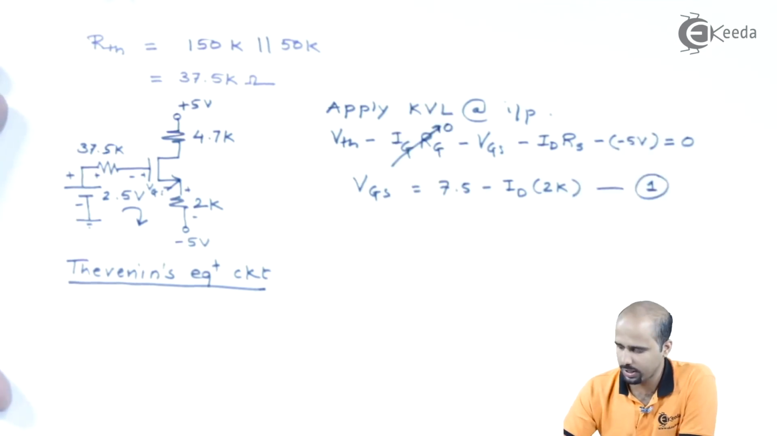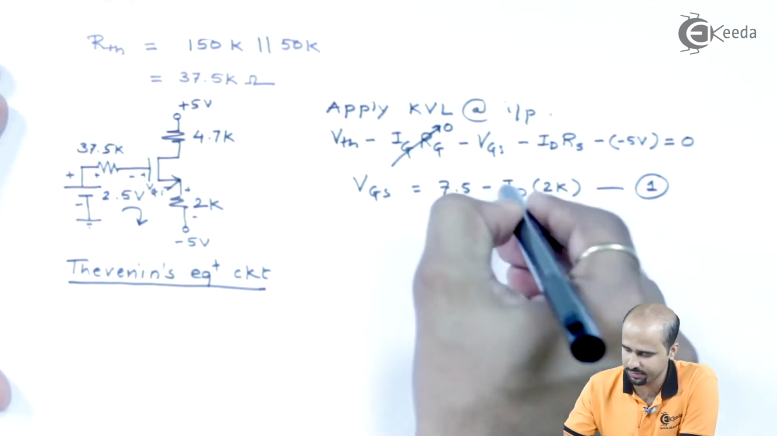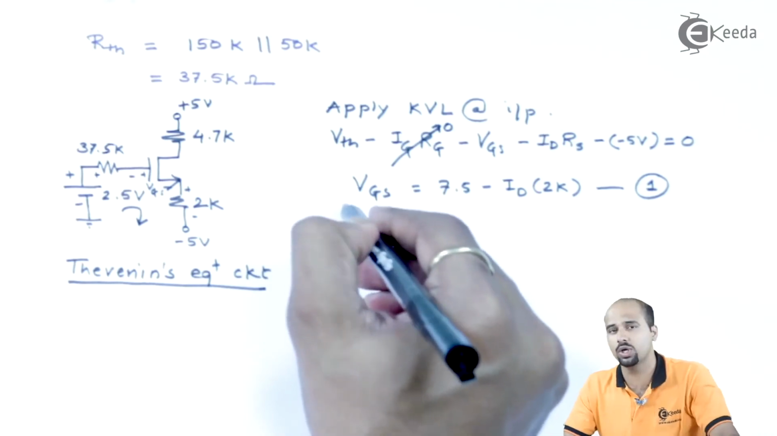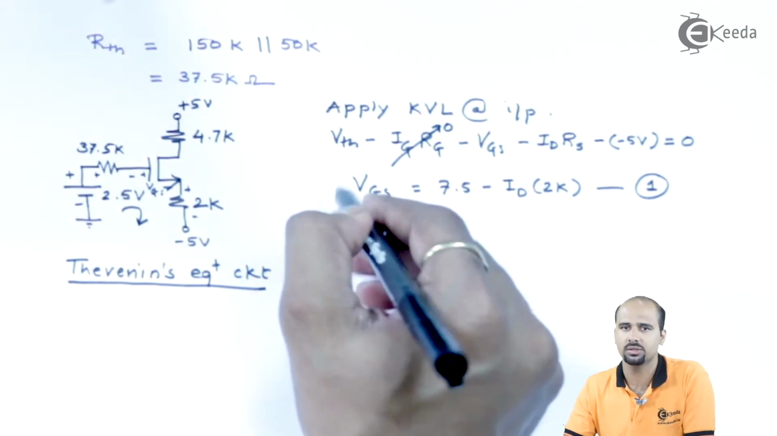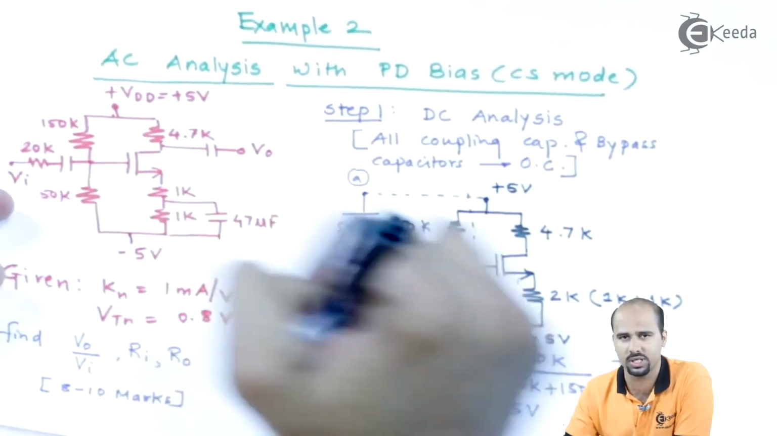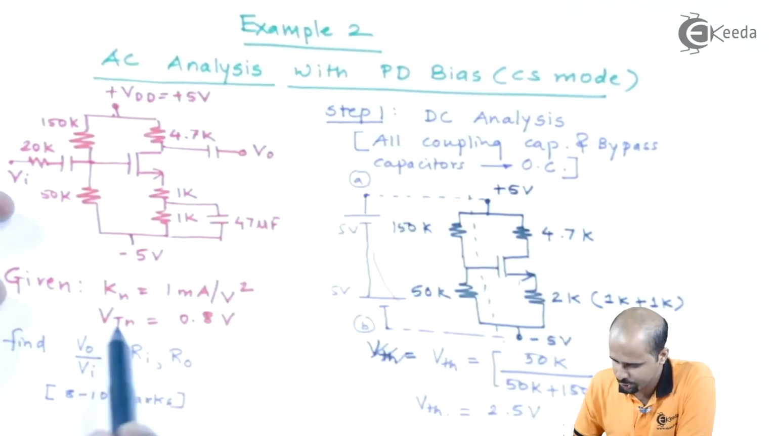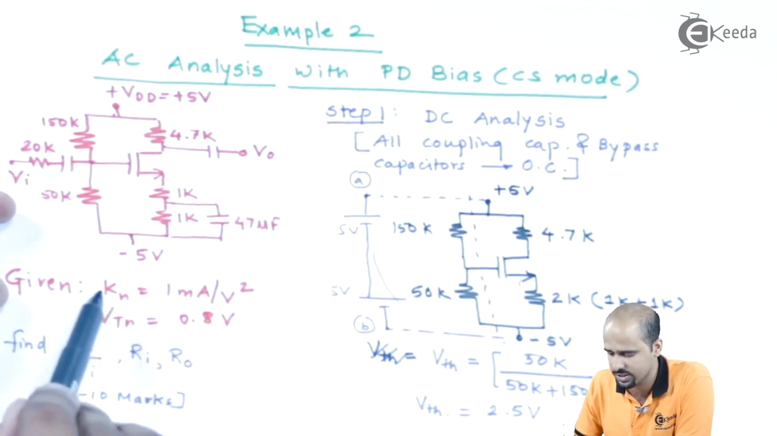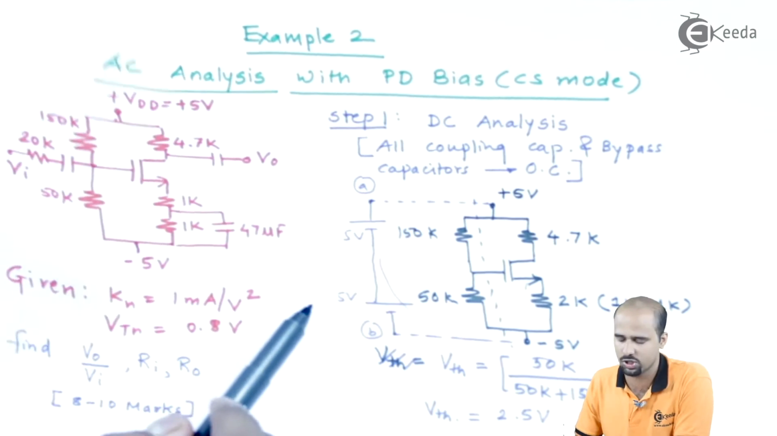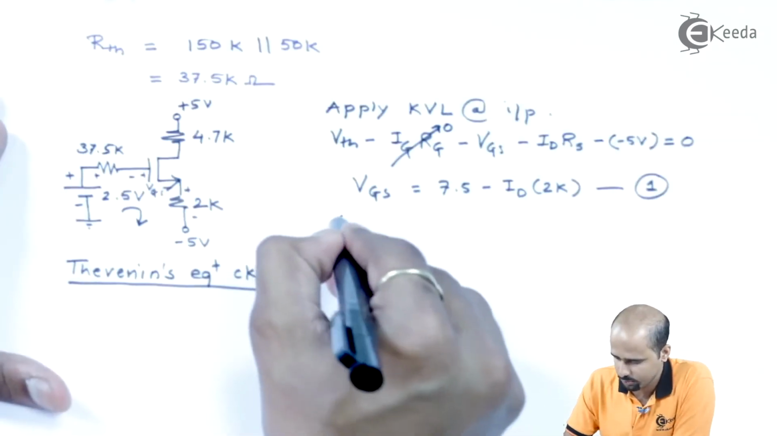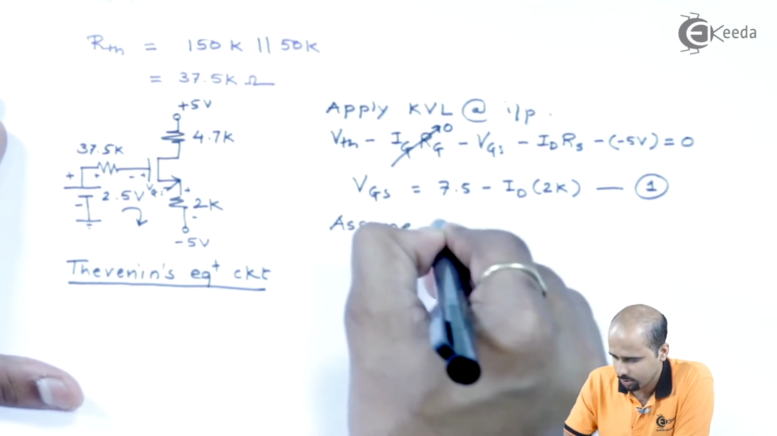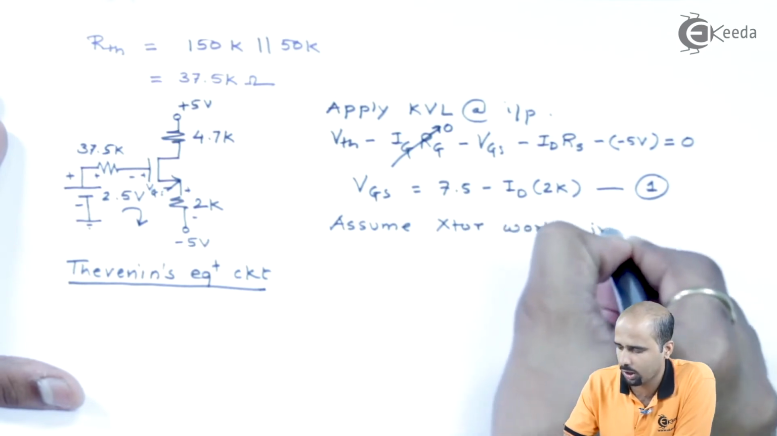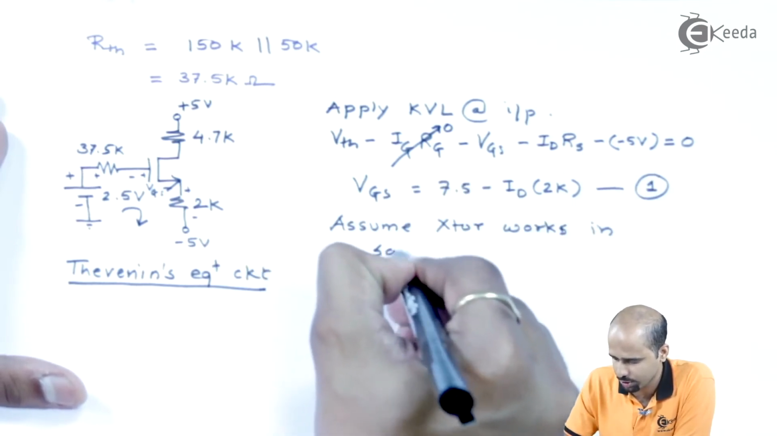Okay. So far, good. We want to find out the value of ID, right? Then we will proceed further to the equation of the MOSFET under saturation region, because we want to use this complete circuit as an amplifier. So we will use these two terms Kn and VTH. VTH is equal to 0.8 volts and Kn is equal to 1 milliampere per volt square. So we will assume the transistor works in saturation region.